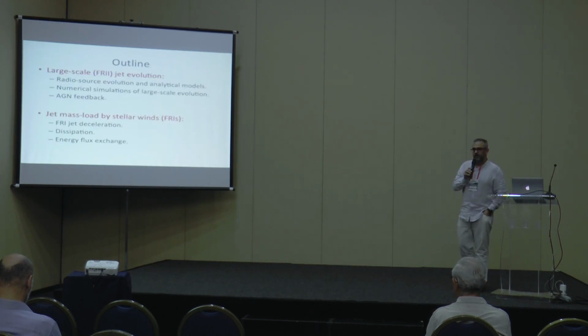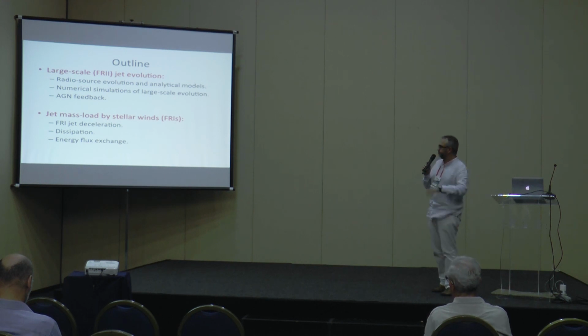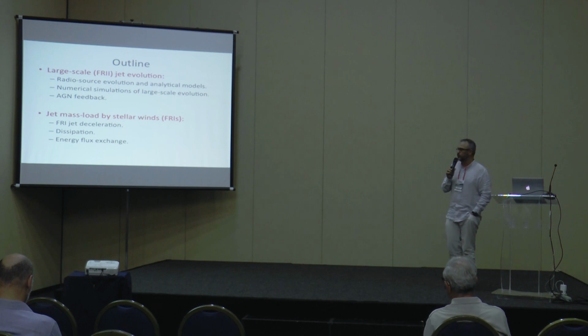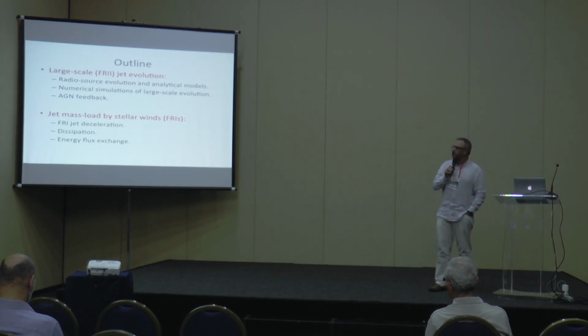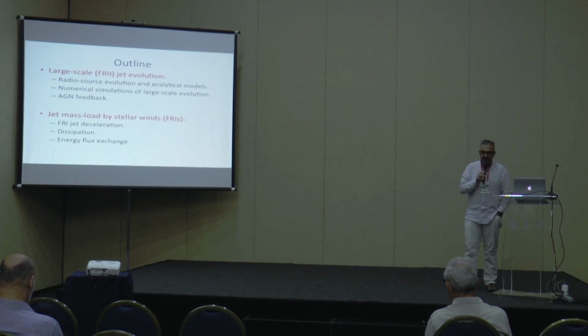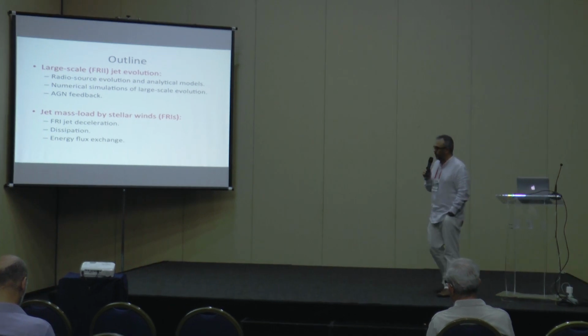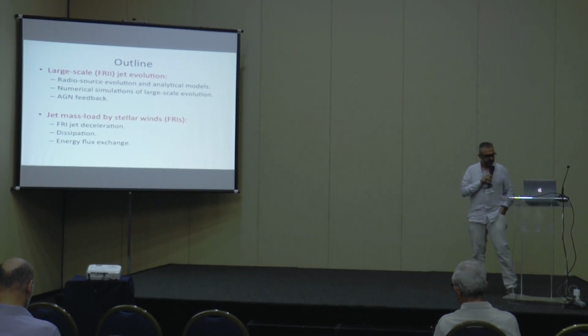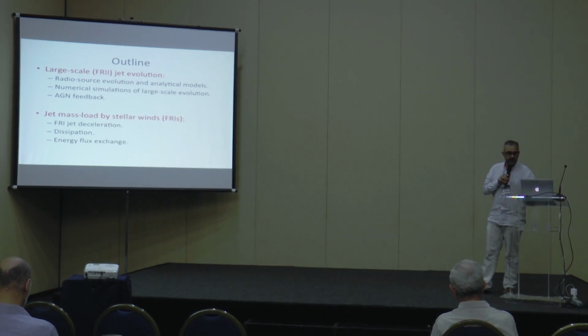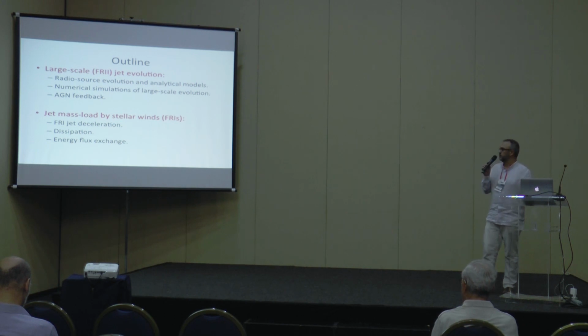The outline of the talk is basically a two-part thing. In the first one I will talk about large-scale jet evolution, and in the second one I will talk about the deceleration of jets via mass load by stellar winds. The possibility that the FRII jets, the collimated, decelerated jets, are decelerated just because of the mass load by entrainment of stars within the jet and the interaction with the winds.